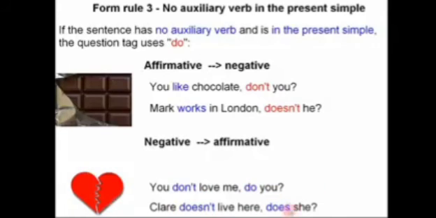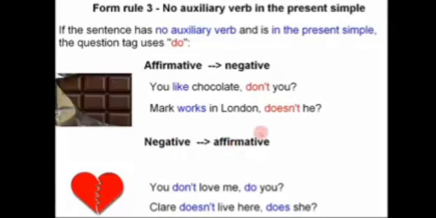Claire doesn't live here, does she? Doesn't is also in the negative. The main verb in the present simple is live. So we have the question tag: does she? Does is the affirmative form of that negative sentence.